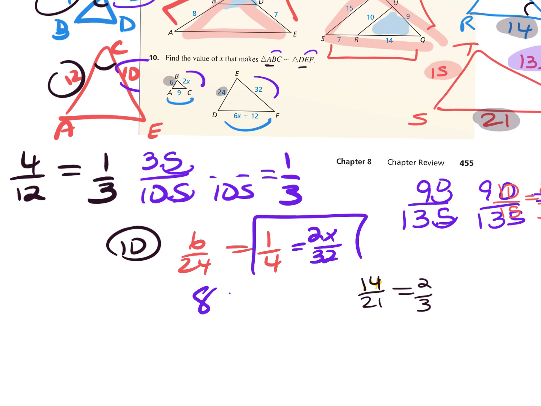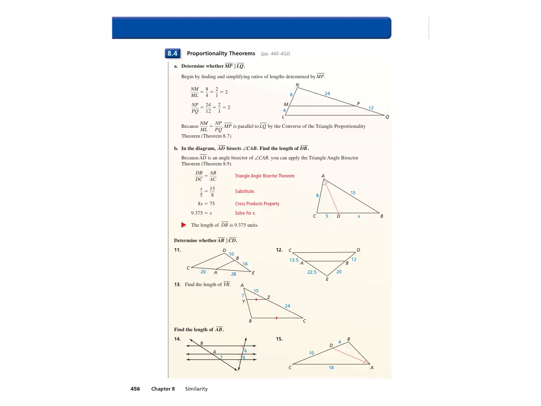So I'll cross multiply, divide by 8, and x equals 4. Next page. Here is 8-4.